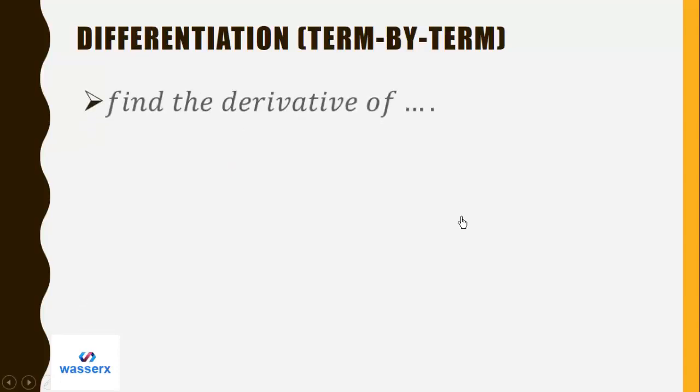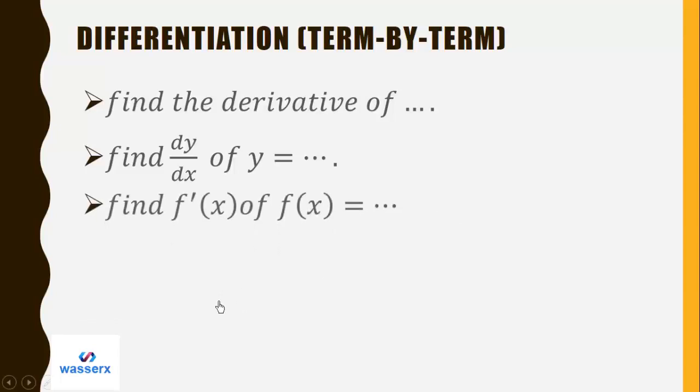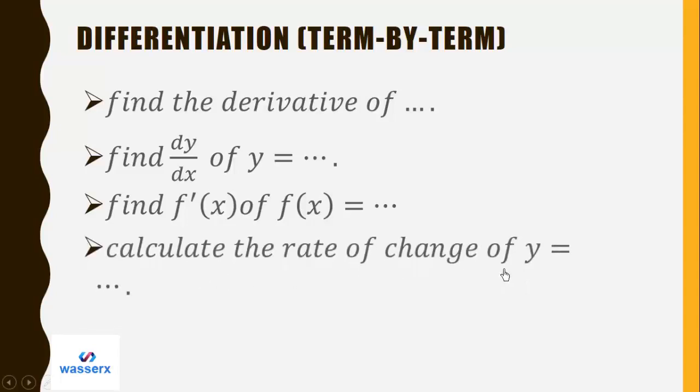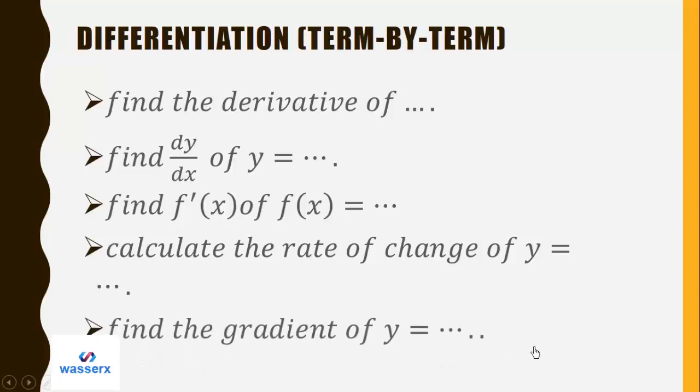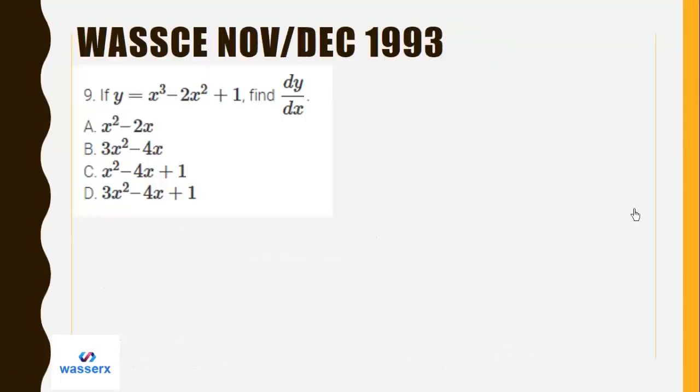Now there are so many ways that you can be asked to differentiate a function. The first one is find the derivative of. The second one is find the dy/dx of. The third one is find f prime of x of f of x equals something, or calculate the rate of change of y equals something, or find the gradient of y equals something. Now let us take some examples.